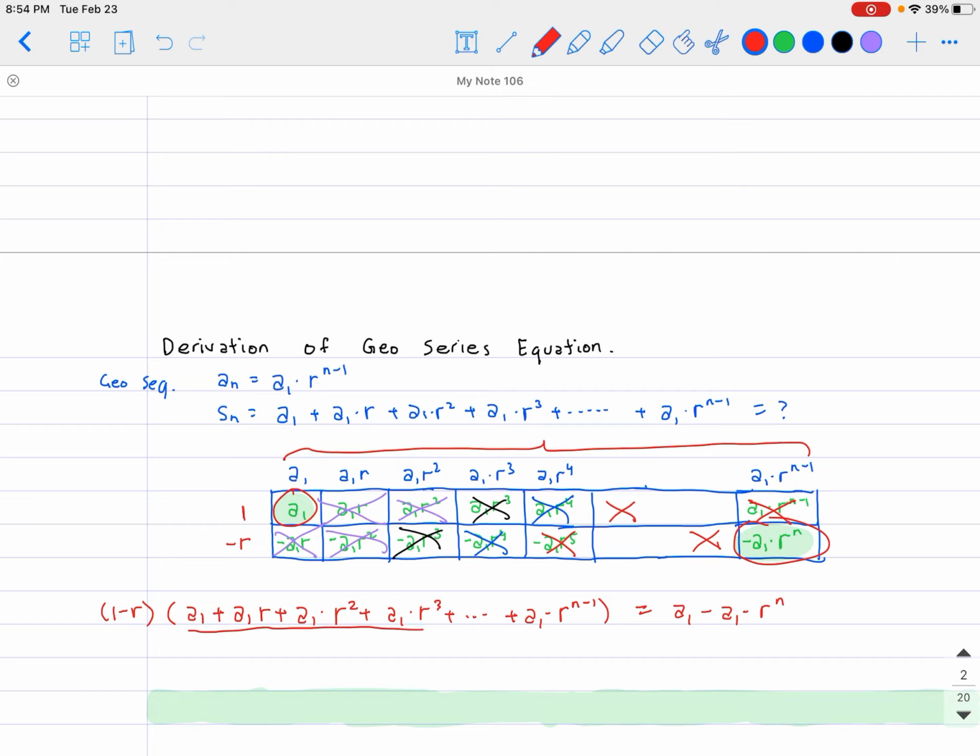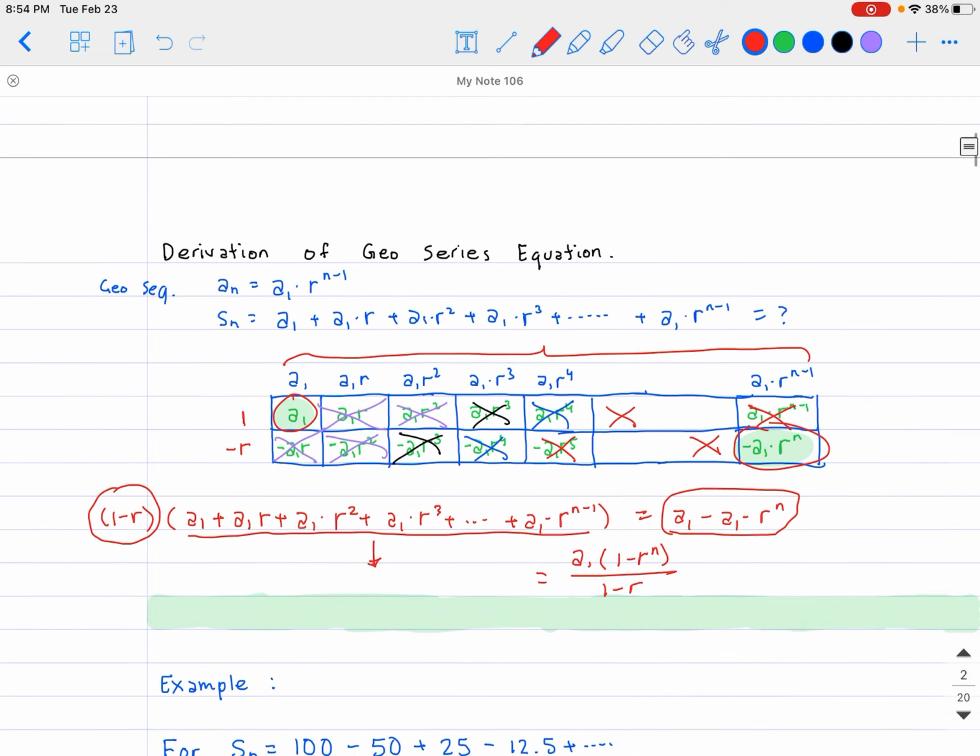And since this is what I'm trying to solve for, I'm going to divide both sides by this part. So that means the thing that I'm trying to solve for is going to be equal to, and this looks like it's factorable, let me factor it out, the first term multiplied by 1 minus r to the n, divided by 1 minus r. And there you go. That's going to be our derivation of the geometric series equation.